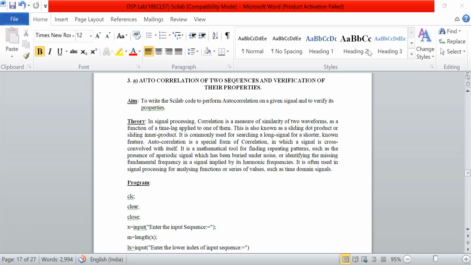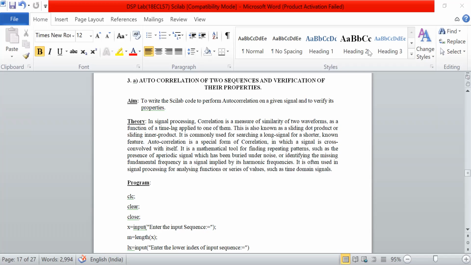Today we're going to see the next experiment on DSP lab, that is autocorrelation of two sequences and verification of their properties. The aim of the experiment is to write the Scilab code to perform the autocorrelation on a given signal and to verify its properties.